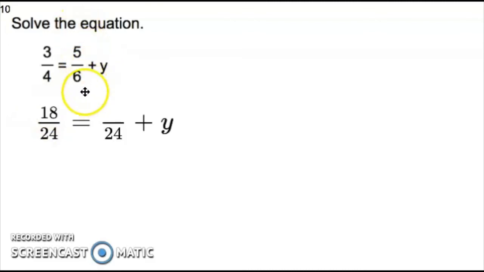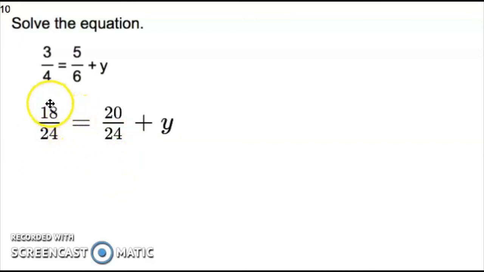Now for this fraction, we also have 24 now at the bottom. To make 6 into 24, we multiply 6 times 4. So we also have to multiply 5 times 4. That will give us 20. Now, what we would do to get rid of the fractions is multiply each and every term, meaning 18 over 24, 20 over 24, and y by the denominator, which is 24. Doing so will make the fractions go away.